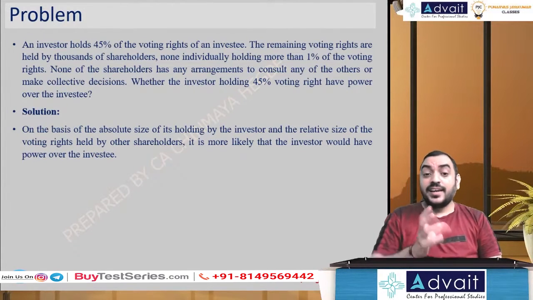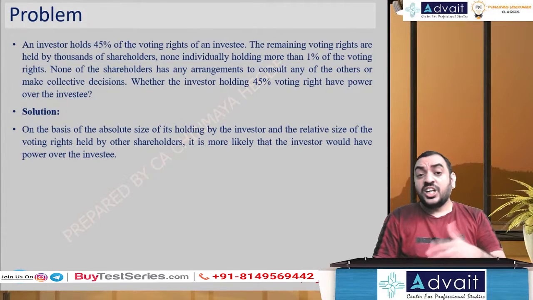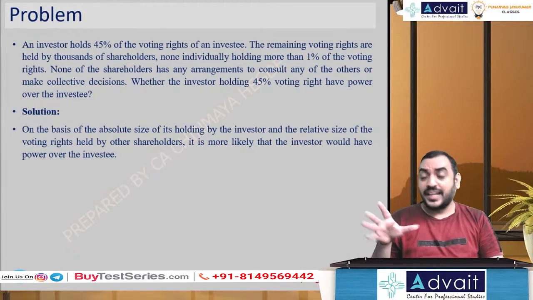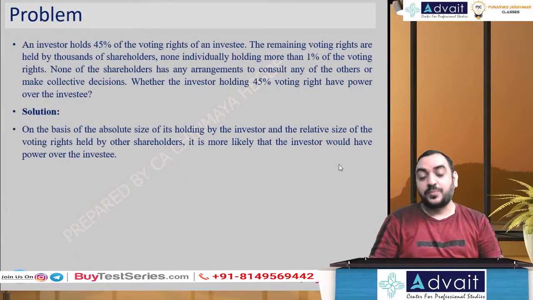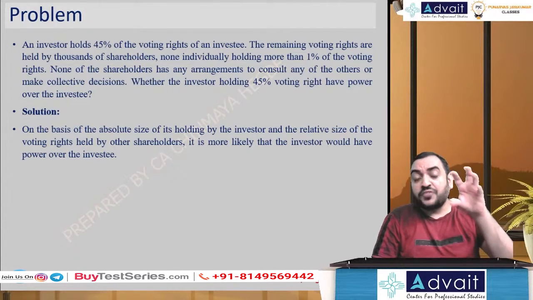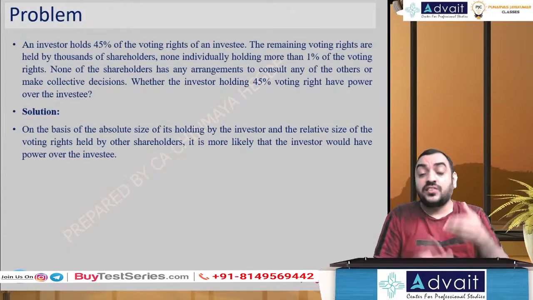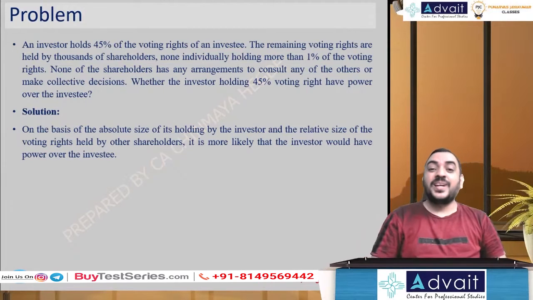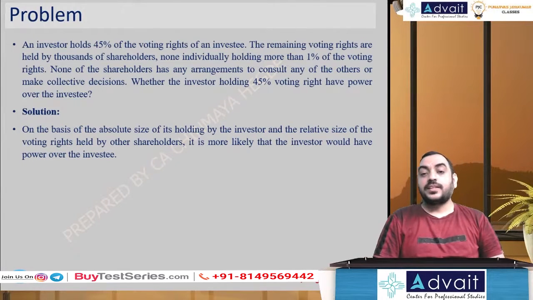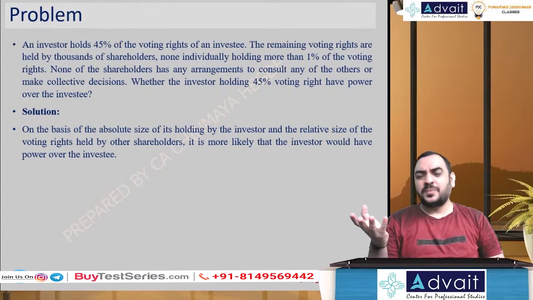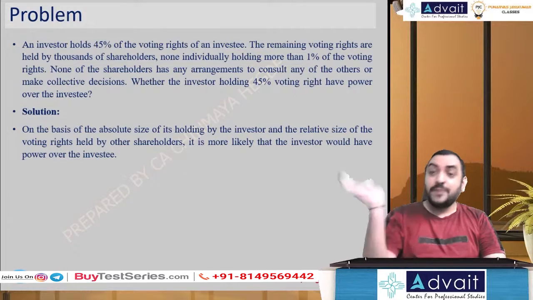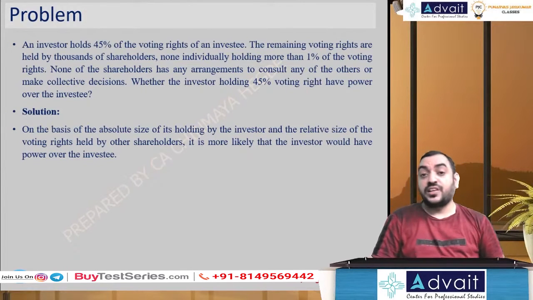But look at the facts. Remaining people not having more than 1%, so at least minimum 55 people should be there. It might be thousands of people. Reliance has lakhs of people. So with only 45%, can you make the decisions, can you control the activities, can you say I have dominating power in making decisions, in passing resolutions? The answer is yes. Because the remaining 55% is held across many people, none of them even having 1%. So even if you take 1%, 55 people should be there.